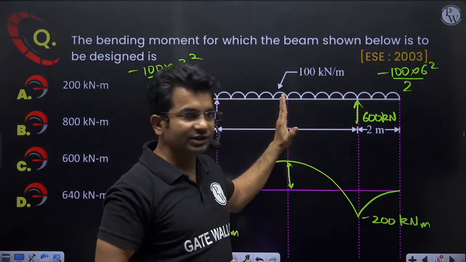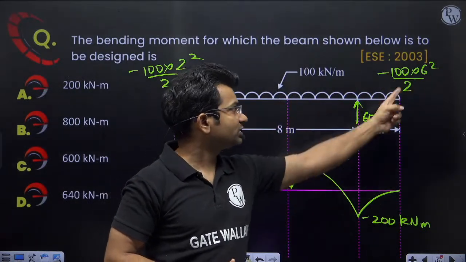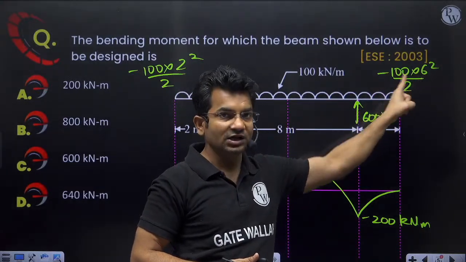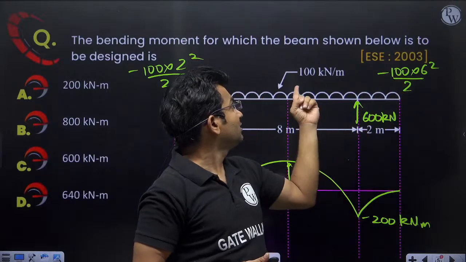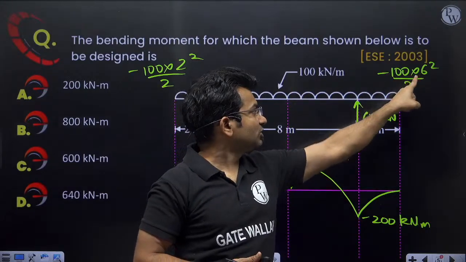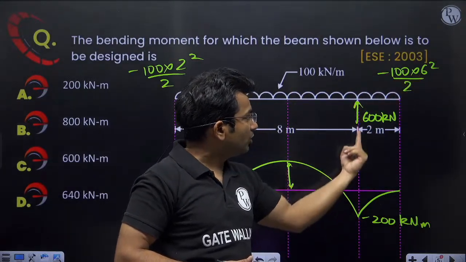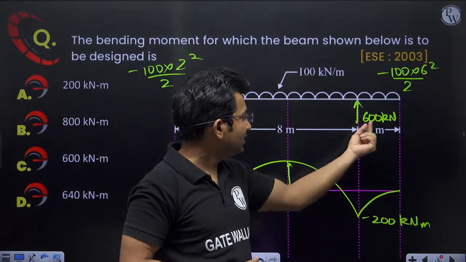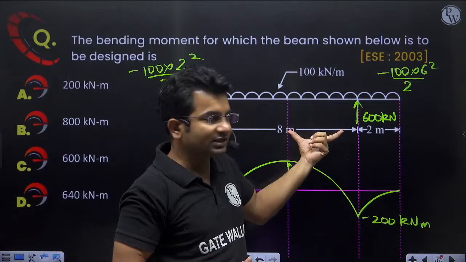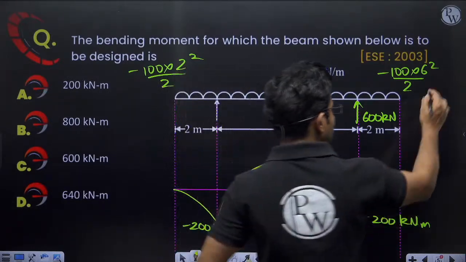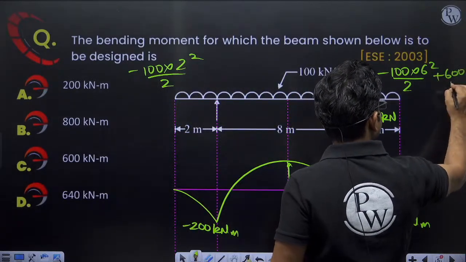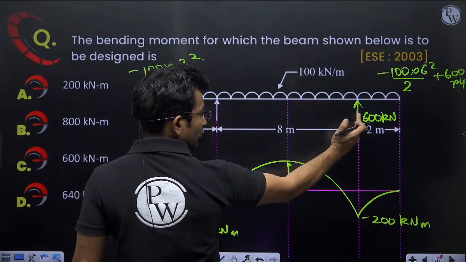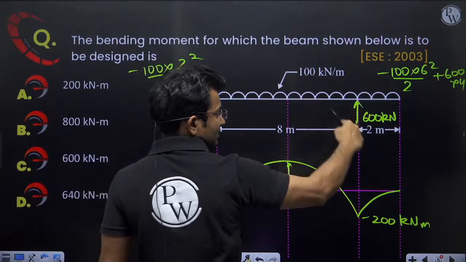So at this location, x will be 4 plus 2, 6. So minus W x square by 2, in place of x I will write 6. So minus W, W is 100, okay. So minus W 6 square by 2 plus, now because of this support reaction, I will be getting positive bending moment. So positive bending moment will be 600 into this length, 600 into 4. This will be the bending moment at this location because of this support reaction.